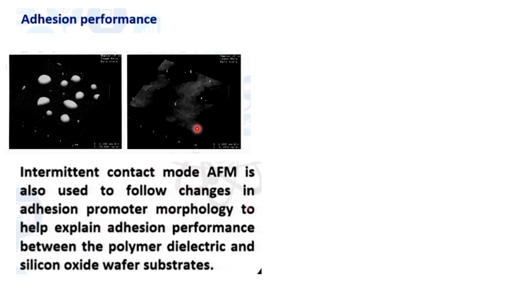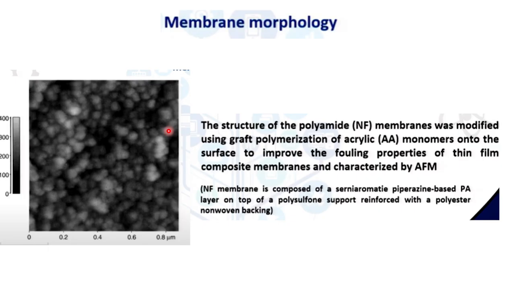So before providing the adhesion promoter, you check the AFM of the surface. There are bright colored particles, those are basically dielectric material. And after providing the adhesion promoter, how it makes the surface smooth, you can get the idea through the AFM.